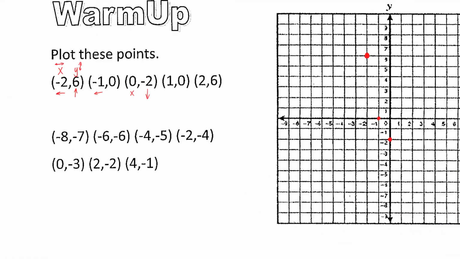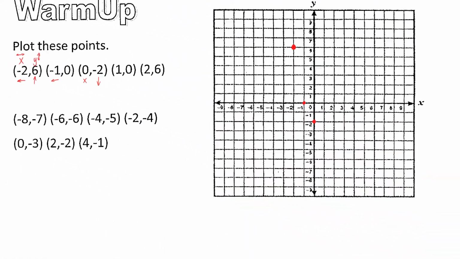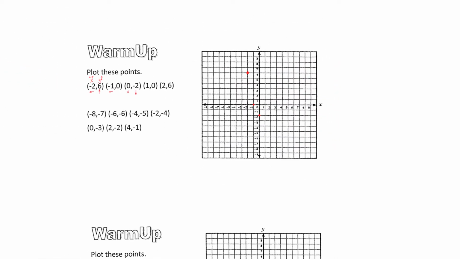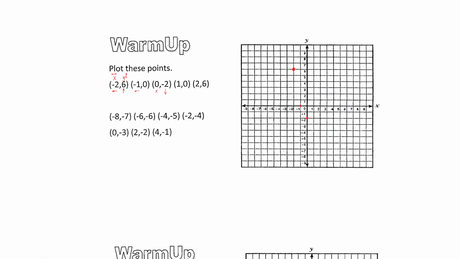All right. Then 1, 0. Where's that at? So we've got 1, 0 right here. We've got 2, 6 right here. All right.